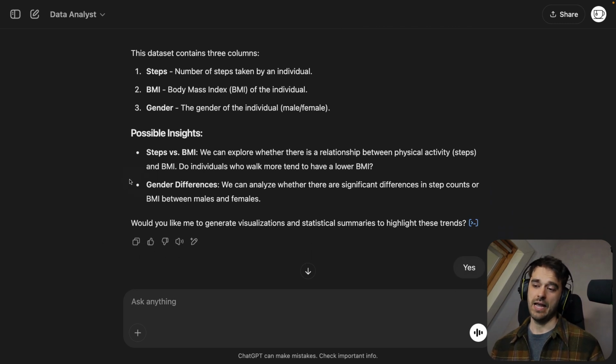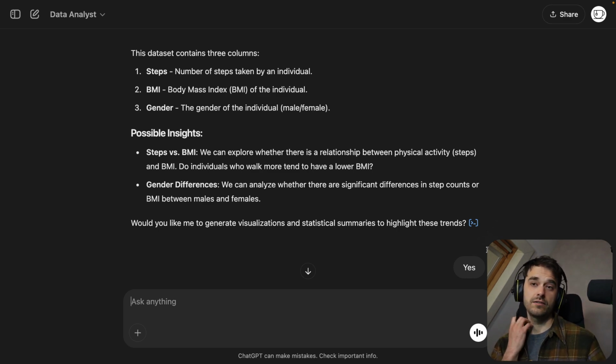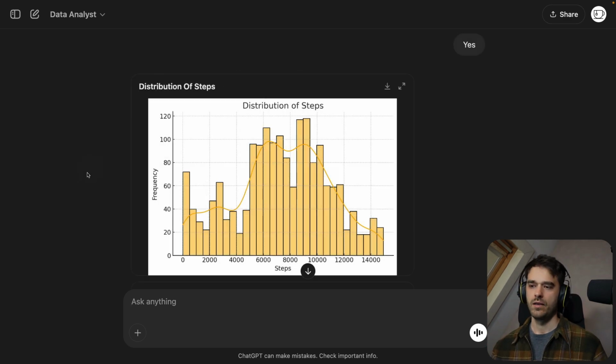It then starts asking me if I would be interested in visualizations and statistical summaries to highlight these trends. After which I replied by saying yes. And that's when it started to do a whole lot of plotting. This is the first plot. It is a distribution of steps, and you can see that there is indeed a distribution of sorts, a bunch more in the middle than on the sides, but not quite a normal distribution.